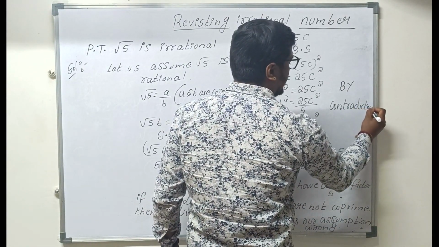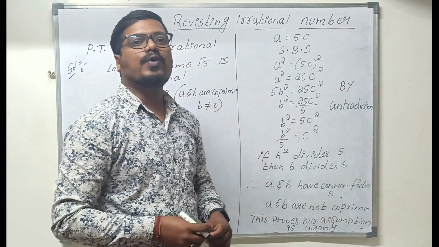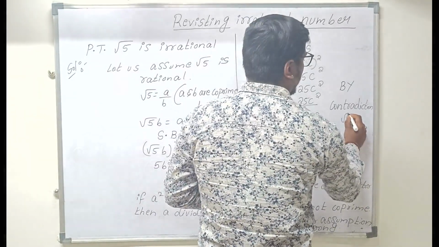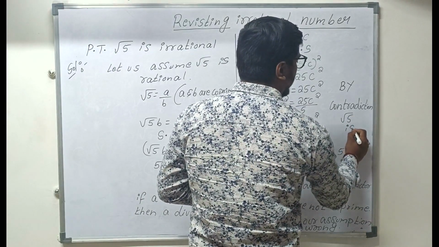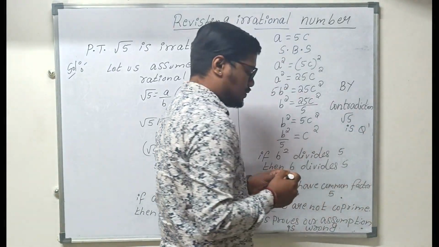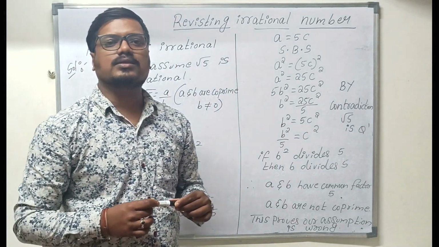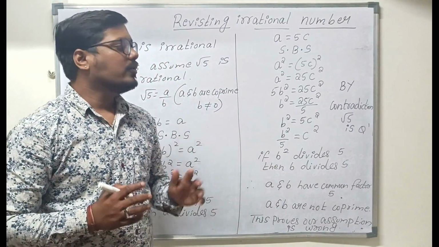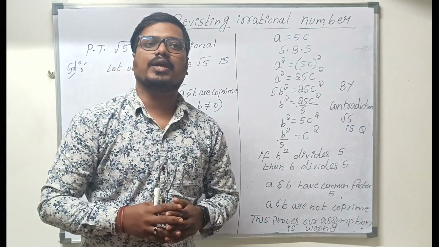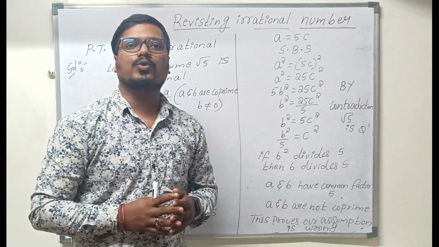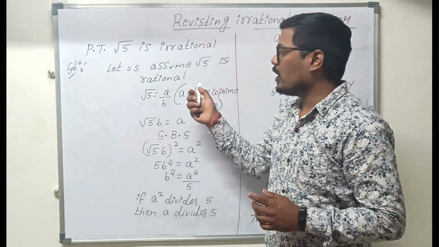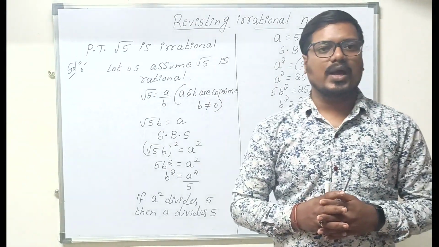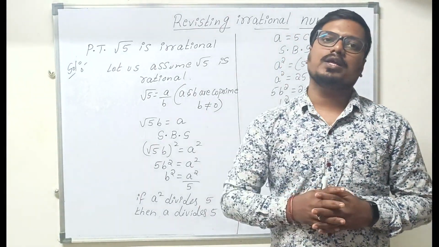By contradiction, we can say root 5 is irrational. What is root 5? Root 5 is irrational. So this is how you need to write step by step in your CBSE exam, which is very, very important for your exam. Got it? How to prove root 5 is irrational? If you have any doubt, you can go through the steps one by one. The same way you're going to write in your exam.